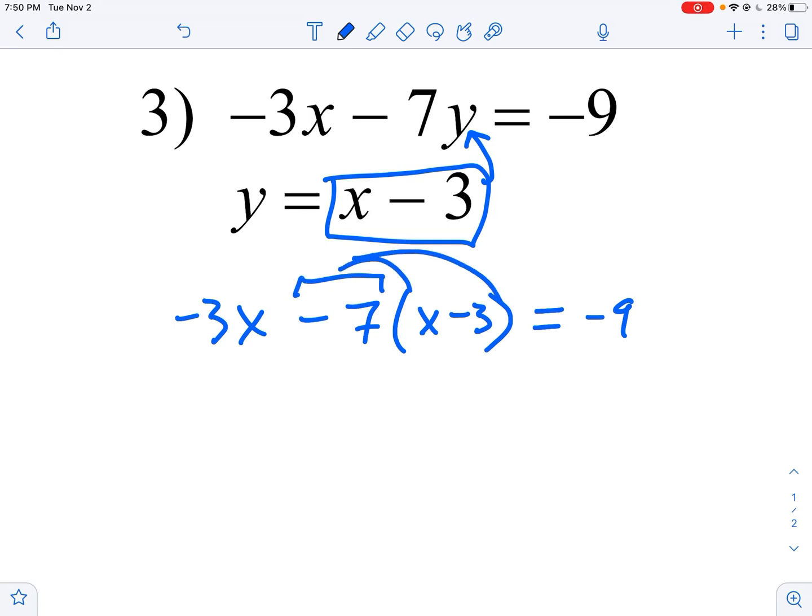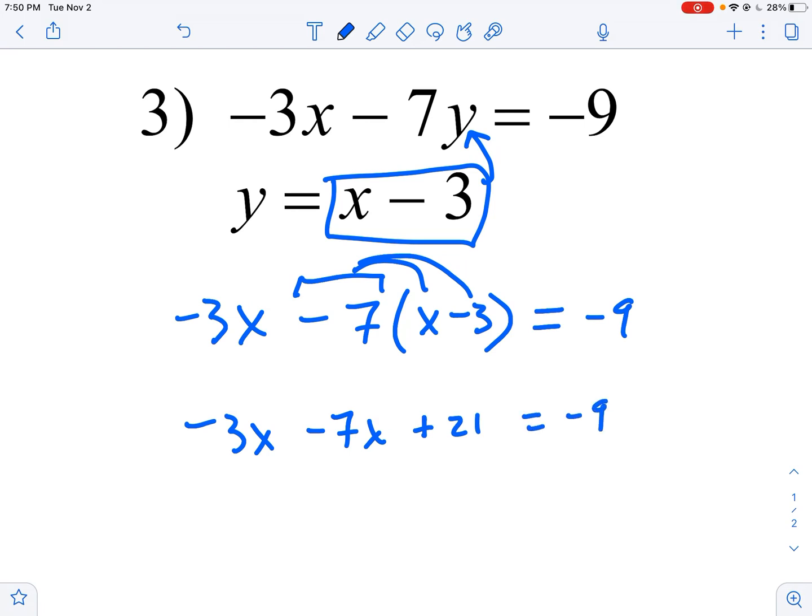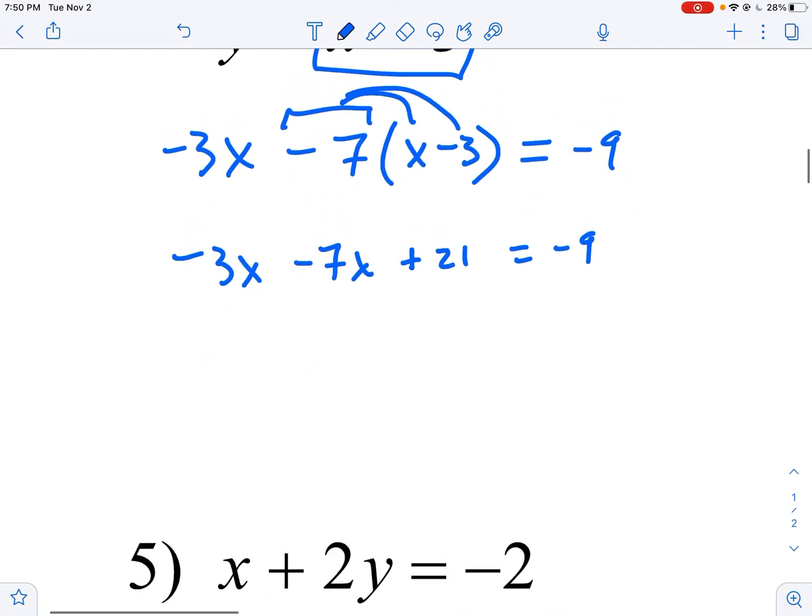That's how you get rid of the parentheses. You distribute the number in front times both. The -3x hangs out front. Now we got -7 times x is -7x, and -7 times -3 is positive 21, and it still equals -9. Look on the left side, see what combines. These two combine, we get -10x. And then there's plus 21 still there, and we still got the -9.